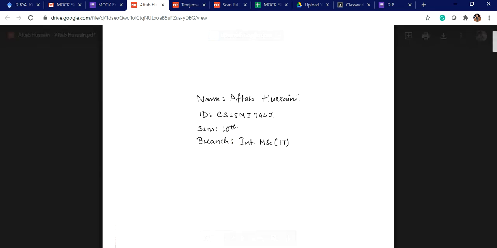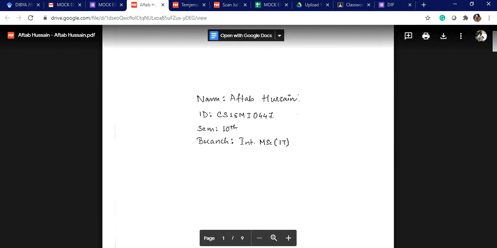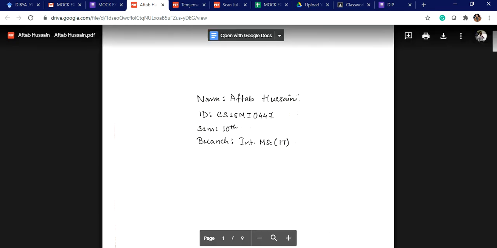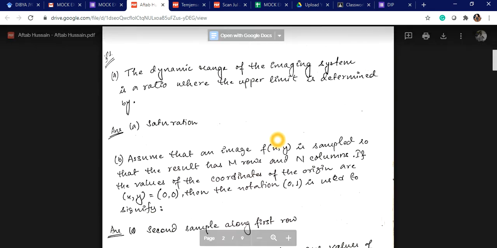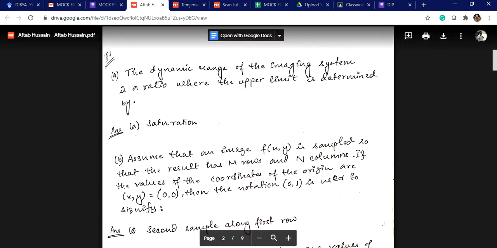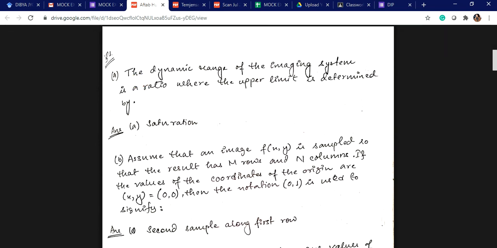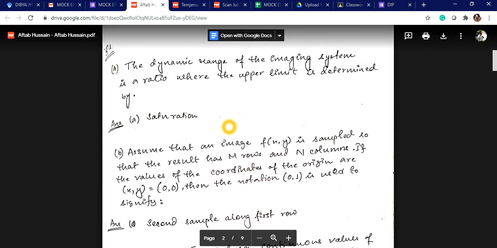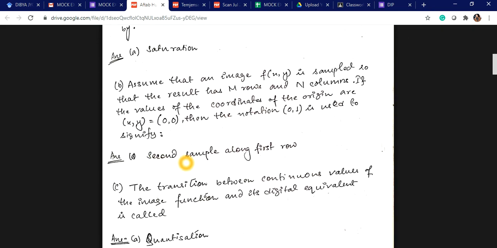So first, Aftaf has written like this. Very good. Name Aftaf Zain, ID, this one, then semester 10, branch integrated MSc. Very good. The second one is: the dynamic range of the imaging system is a ratio where the upper limit is determined by saturation. So this question should be written like this one. So this one is correct, of course.